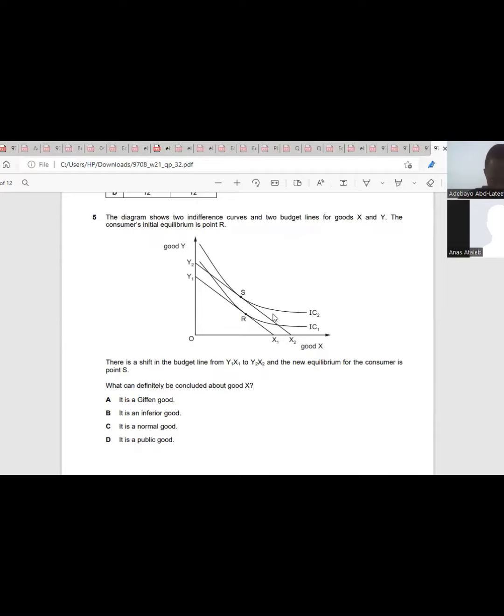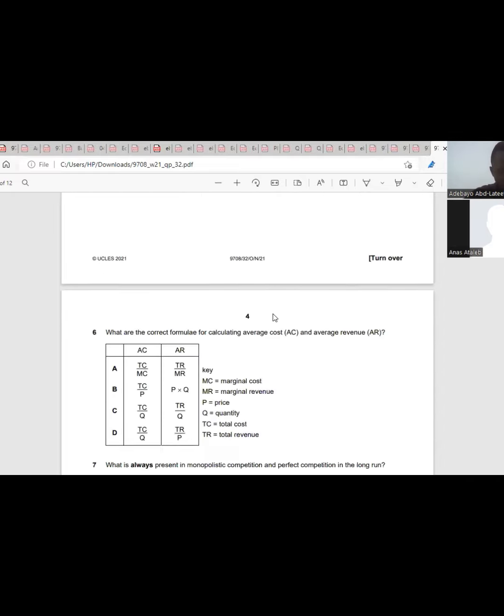What can definitely be concluded about good X? What kind of good would this be? If the new equilibrium moves from R to S, it is inferior. It's an inferior good, yes, you're right. Number 5, B. Number 6.